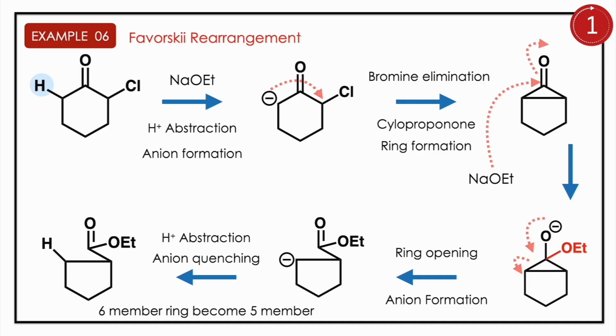Cyclopropanone is a strained system. So when sodium ethoxide attacks, you end up with ester there because the ring opens to reduce the strain. You have anion, then the anion is quenched by the hydrogen. You end up with the final product. You start from 6-membered, end up with 5-membered. The concept you outline here is that in a cyclic system, ring contraction always happens in the Favorskii rearrangement.